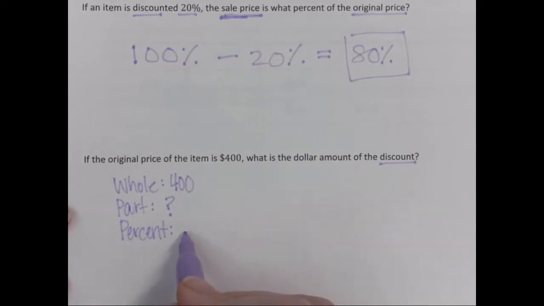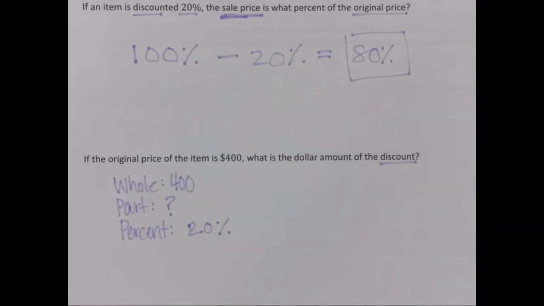Alice, what percent is the discount? 20%. Why is it not 80%? Turn and talk with your neighbors. Turn and talk with your group. Because that's the original price. If an item is discounted, it was 20%. Good. Bring it back in 3, 2, and 1.